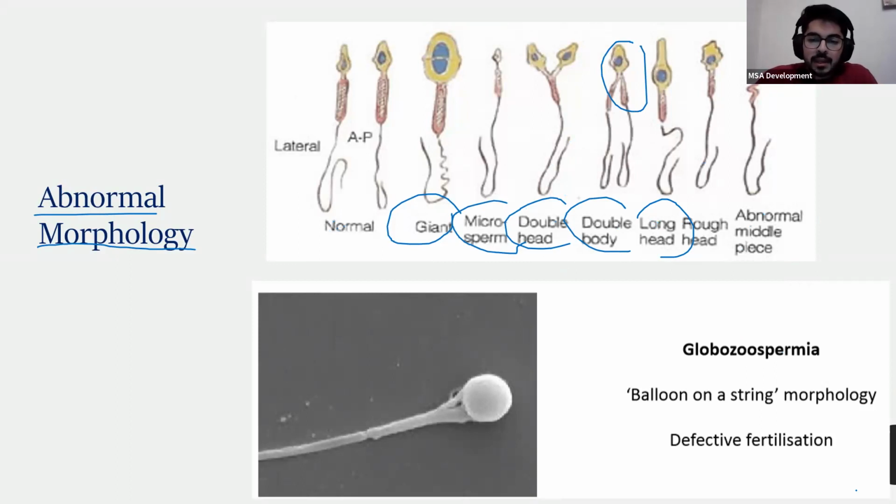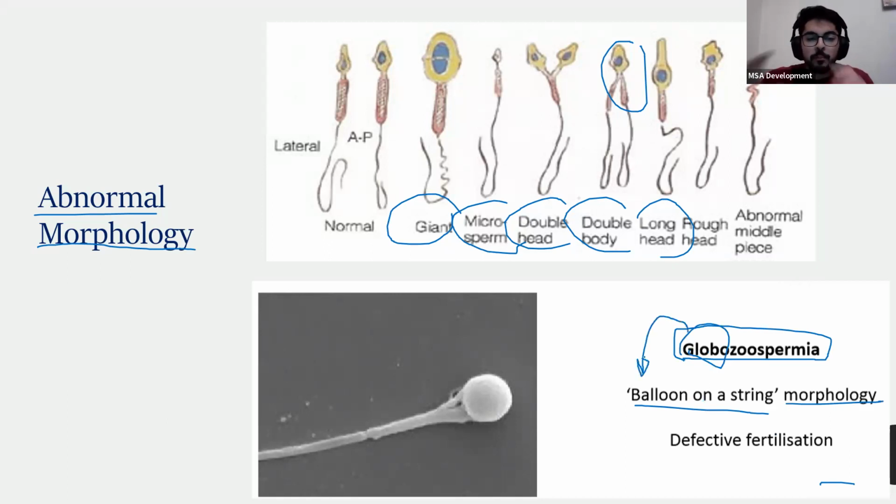But this case of globosospermia is very important. Globosospermia means that the sperm has a balloon on a string morphology. A globe means a ball, and this can help you relate it to a balloon on a stick morphology. This is very important because globosospermia is going to cause defective fertilization. Defective fertilization, in other words, is going to cause male infertility.